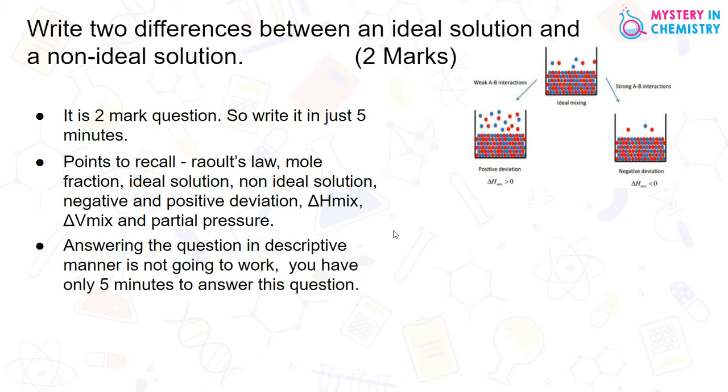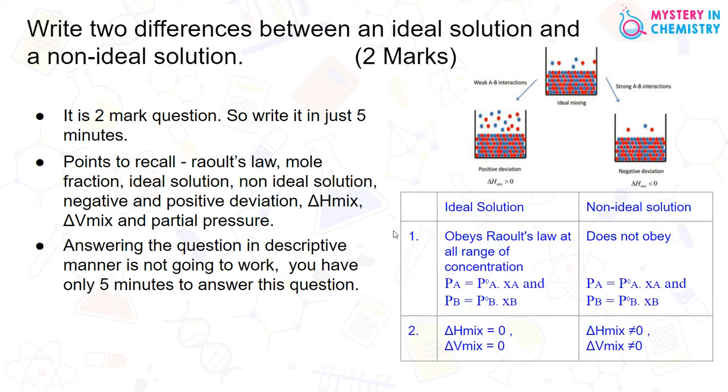You have only 5 minutes to answer this question. This is where the tabular format of answering the question can work. So write the answer point-wise, precisely, and in much less time. Think about the most important two differences and start writing. So, ideal solution and non-ideal solution.